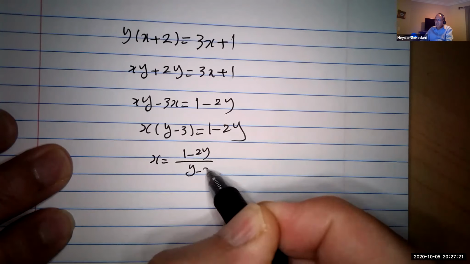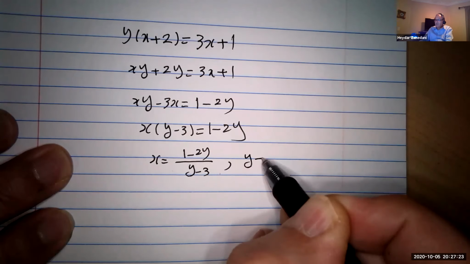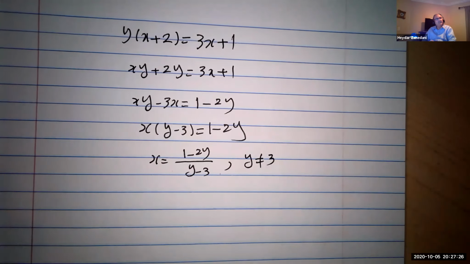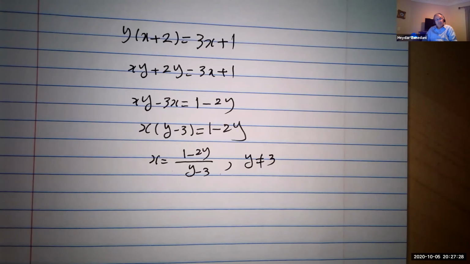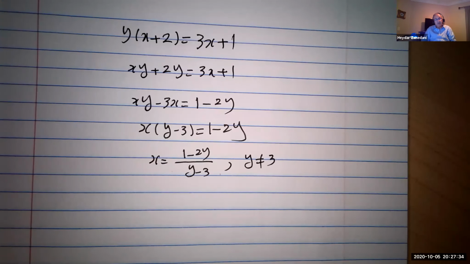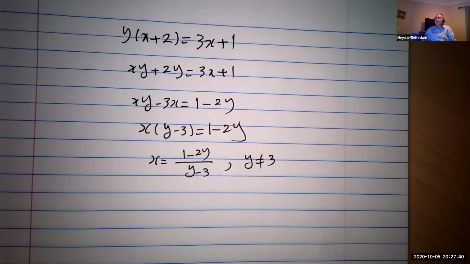But quickly, you write that with the condition that y is not equal to 3. If you don't have this condition, you can't do it, remember. If you don't write this condition, you are not done, remember. Okay, so you have to impose this condition that y cannot be equal to 3. Okay, then you have it.